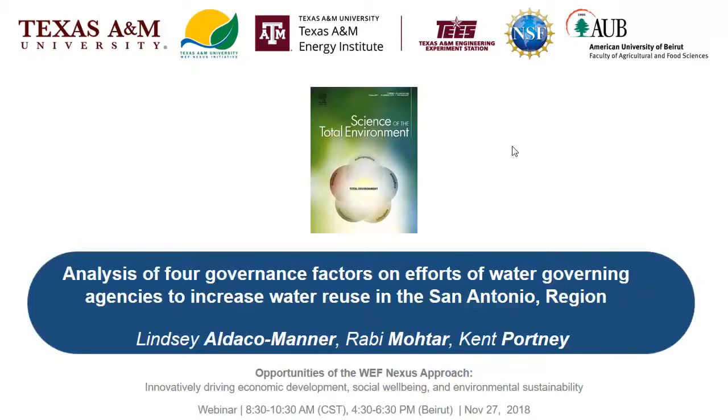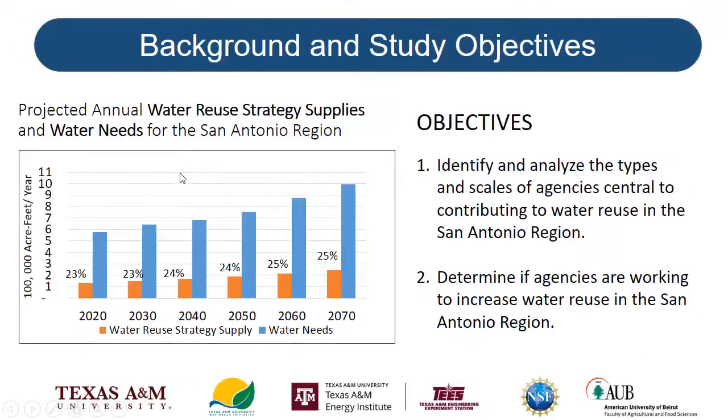But yeah, I'd like to talk about the governance subtopic of the research that I'm doing. And let me start by saying that for Nexus implementation to happen, it's going to come at the governance level, the policy level, and this is what this research is tapping into. My research specifically was analyzing 4 governance factors that affect agencies' efforts to reuse water.